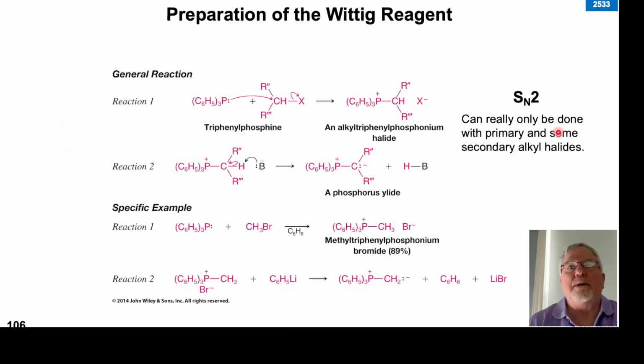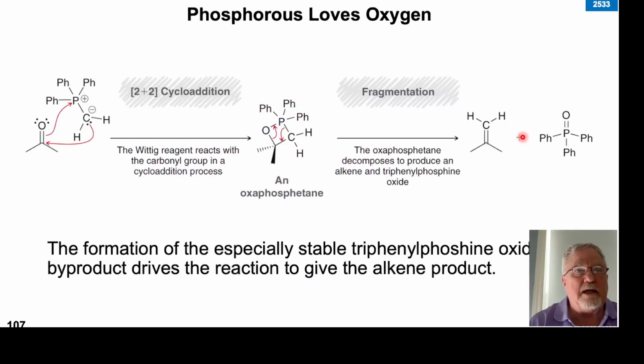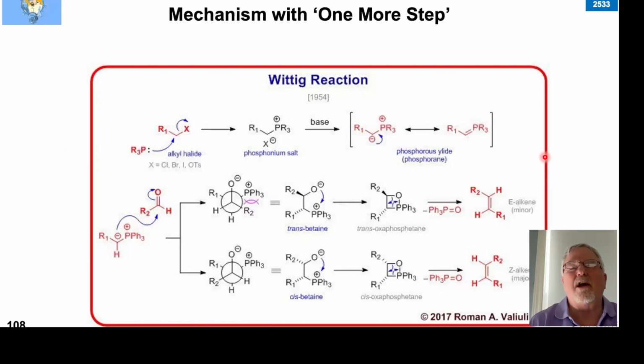We can really only be done with primary and some secondary alkyl halides. Again, I want to reiterate that. So once we form our Wittig reagent, we form our oxaphosphetane intermediate, and then that just flies apart to give us our carbon-carbon double bond, and the driver of this reaction, the triphenylphosphine oxide. And when I talk about it as being the driver, I'm talking about thermodynamics.